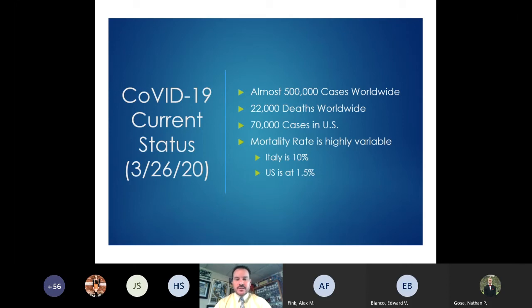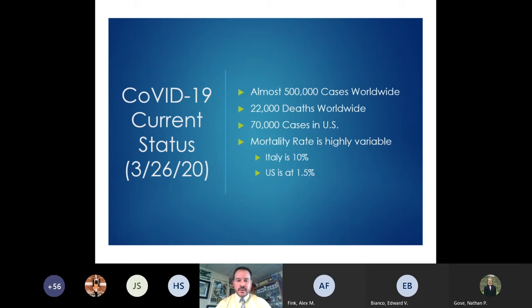And we're at or have exceeded 70,000 cases here in the U.S. Currently, the U.S. is right around number 3, but that's probably going to change very quickly. Right now, China's number 1 in terms of number of cases, Italy number 2, and the U.S. number 3. But again, that's going to change here in the next couple of days.